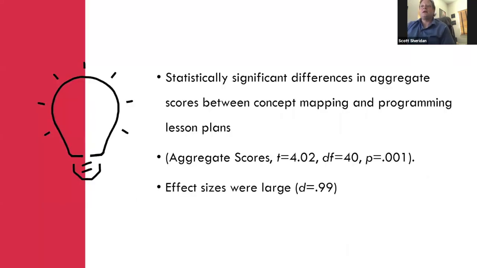The results of the paired t-test showed statistically significant differences in aggregate scores between concept mapping and programming lesson plans. So you can see the numbers there. Everything was statistically significant. Effect sizes were large, nearly 1.99.